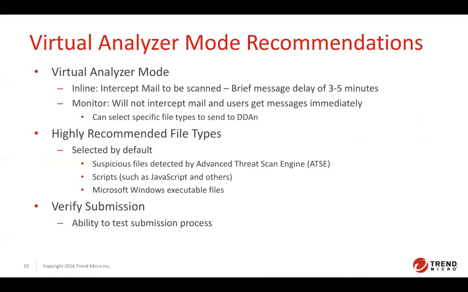Okay, so a little bit about the virtual analyzer, and that's our Deep Discovery Analyzer. It's got two modes you can set. One is inline, in which case it'll intercept the mail to be scanned. This will introduce a brief delay, on average about 3 to 5 minutes. Or you can go into monitor mode where we won't intercept the mail. Users get their messages immediately, and you can specify the kinds of file types that you want to send to the DDAn, which is the Deep Discovery Analyzer, or the Virtual Analyzer.